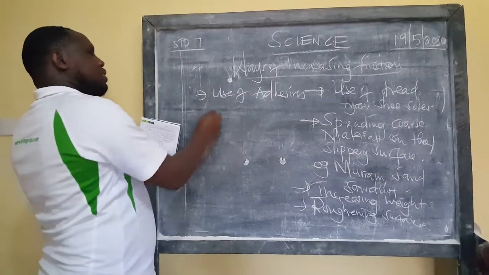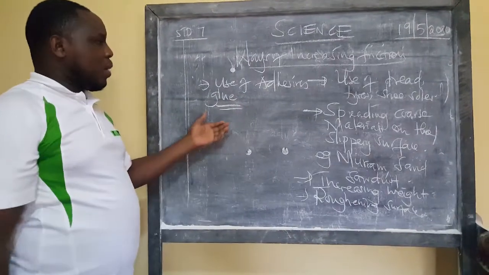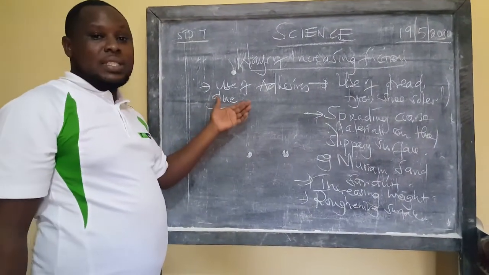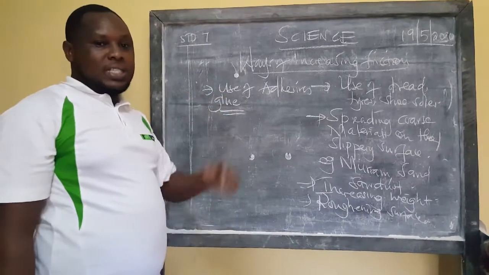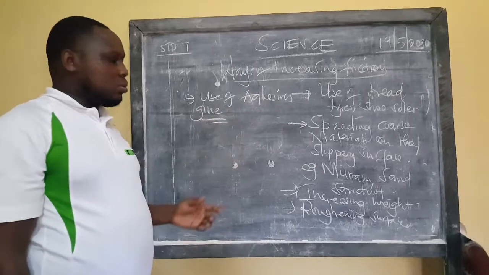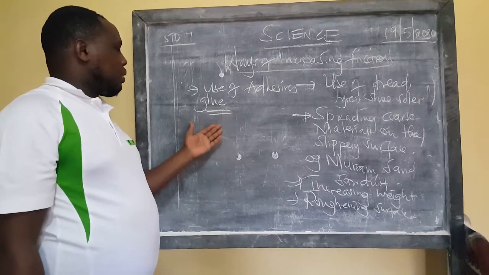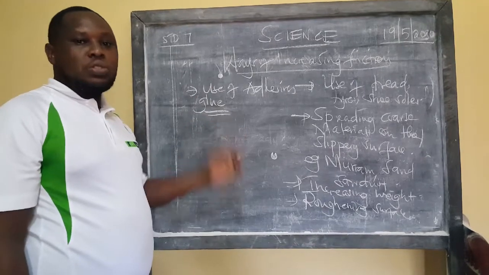Now, in this case, adhesives are things like glue. Many times, when you want to use glue, it increases friction. I want to give you an example. Look at your bicycle at home. Sometimes you pass through areas which are not so clean, and then they get a puncture. So you take it to the fundi.